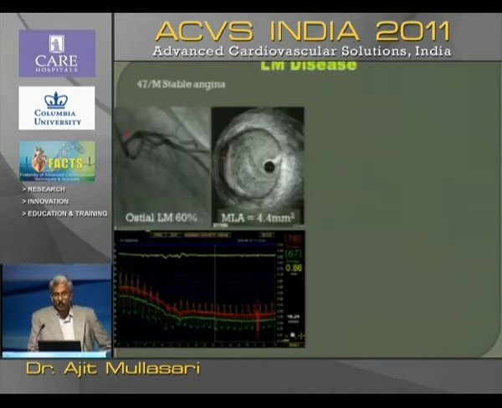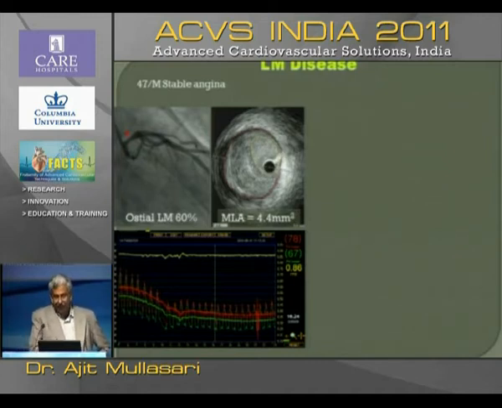Another subset where FFR is very good is left main disease. Clearly look at the angiogram. The red marker shows a significant lesion, maybe 60 to 70% in the ostium of the left main, 47-year-old gentleman, stable angina. You do an IVUS, MLA is 4.4. You look at the FFR, 0.86. You don't need to treat such patients.